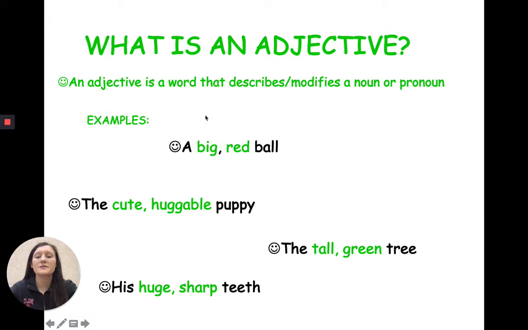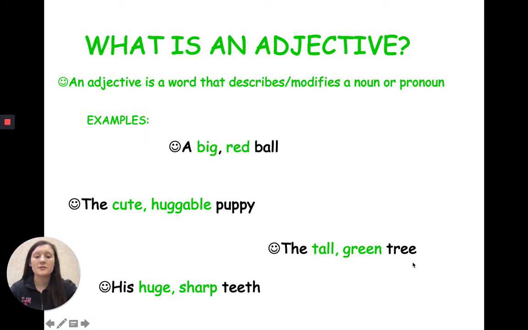So in this first example, the ball would be our thing, and our adjectives would be big and red because they're describing the ball. The ball was big and the ball was red in color. All right, let's look at our next example. The cute, huggable puppy. So again, puppy is our noun because it's a thing, and we're describing the puppy as huggable and also cute. All right, next we have the tall green tree.